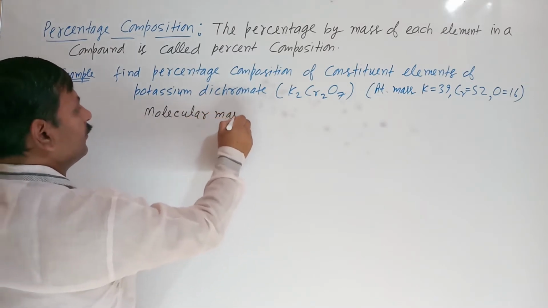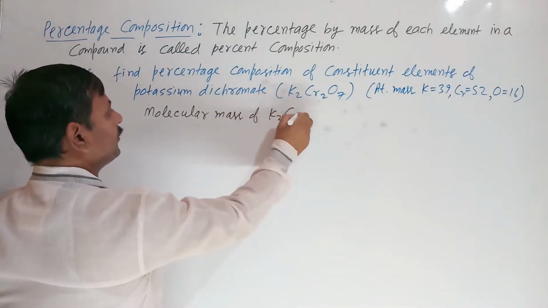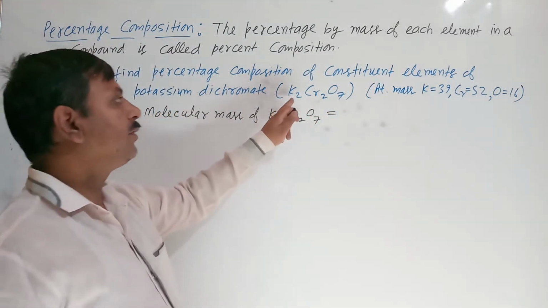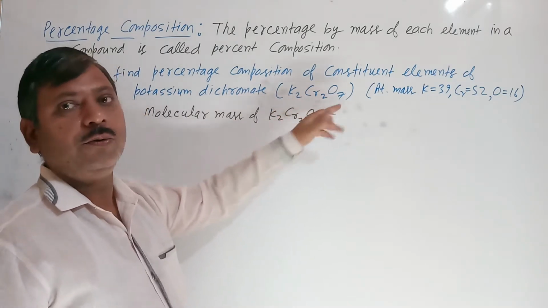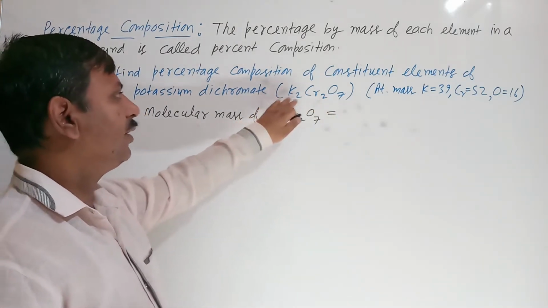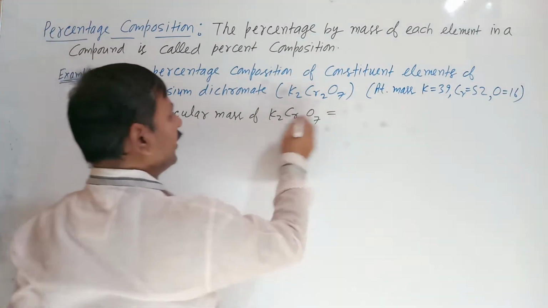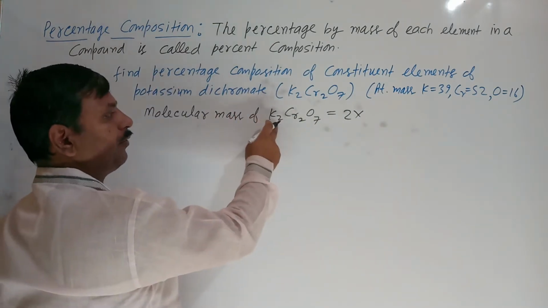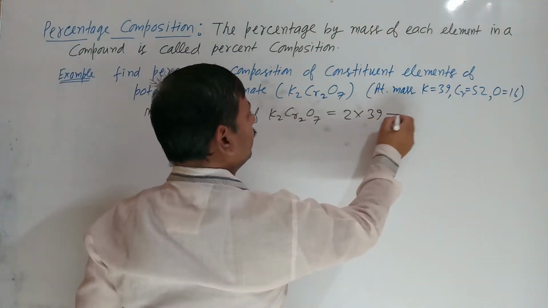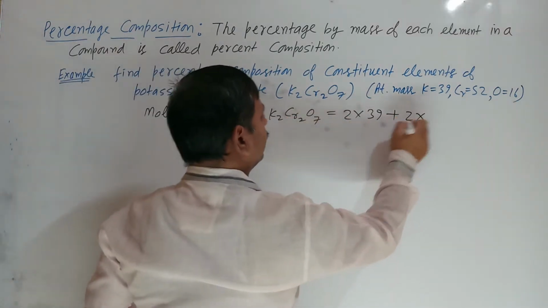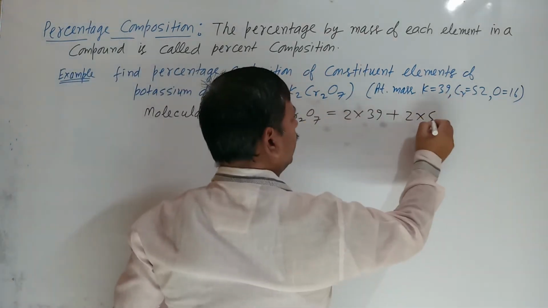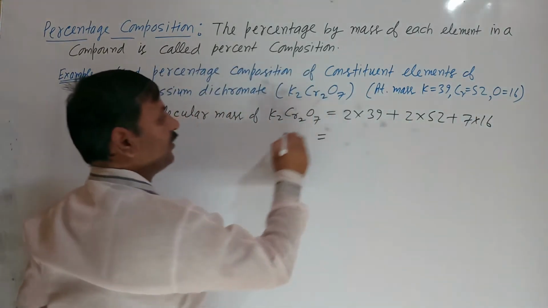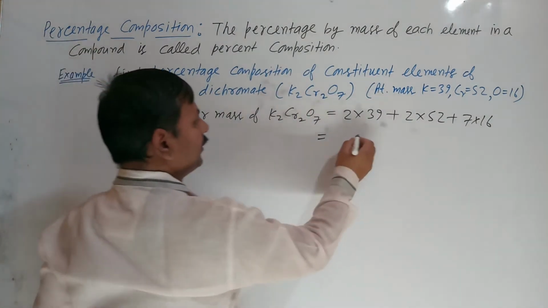Molecular mass of K2Cr2O7. Here three elements K, Cr and O. So you have to find percentage composition of K, Cr and O. 2 atom of K, the 2 into 39 plus 2 into 52 and 7 into 60. Solve it.